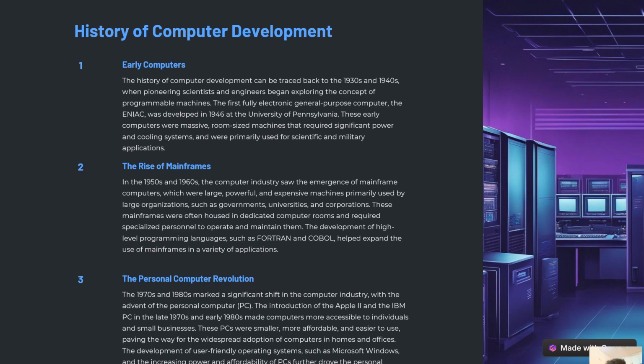The personal computer revolution in the 1970s and 1980s marked a significant shift in the computer industry. With the advent of the personal computer, the PC, the introduction of the Apple and the IBM PC in the late 1970s and early 1980s made computers more accessible to individuals and small businesses. These PCs were smaller, more affordable, and easier to use, paving the way for widespread adoption of computers in homes and offices.